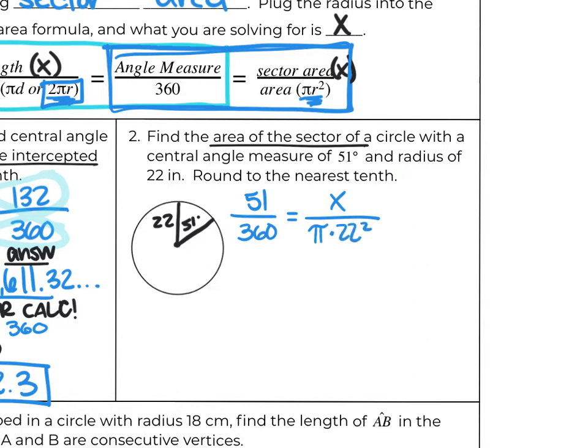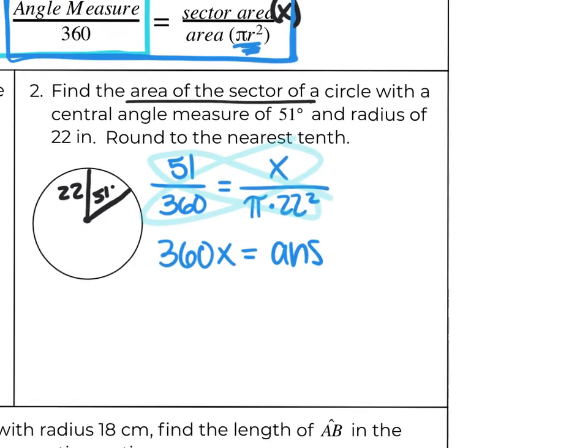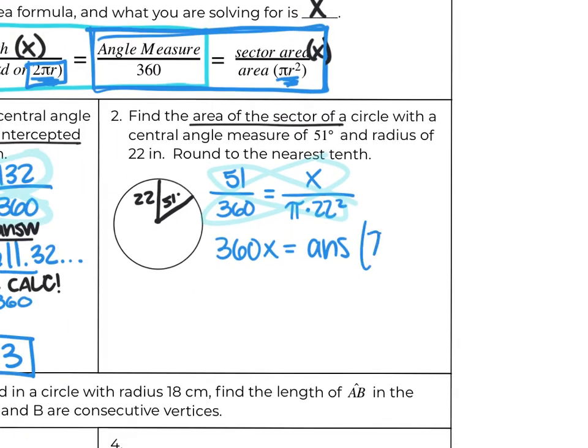All right, next you cross multiply, which is going to give us 360x. And remember, you can just put like answer, because you're going to type in your calculator 51 times pi times 22 squared, which is like 77,000 something. I'll write it in parentheses just so you can kind of check it.